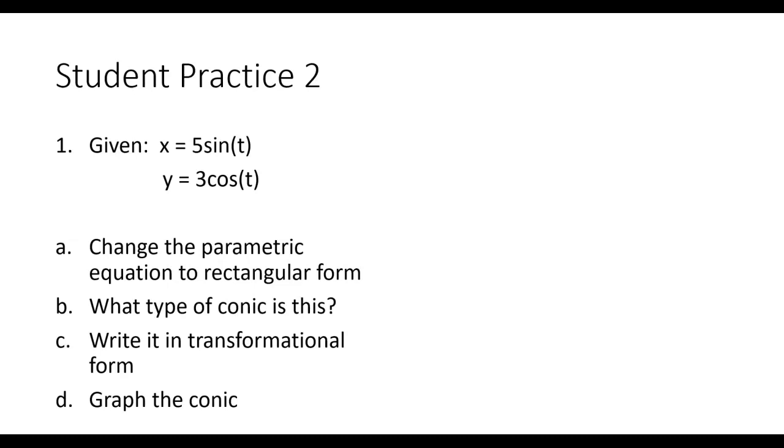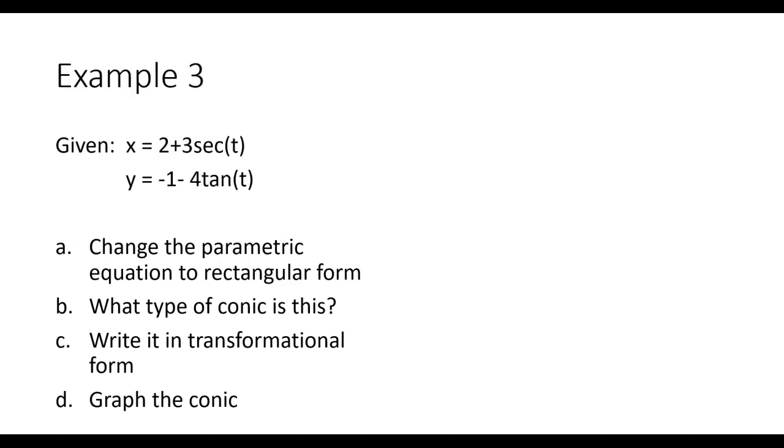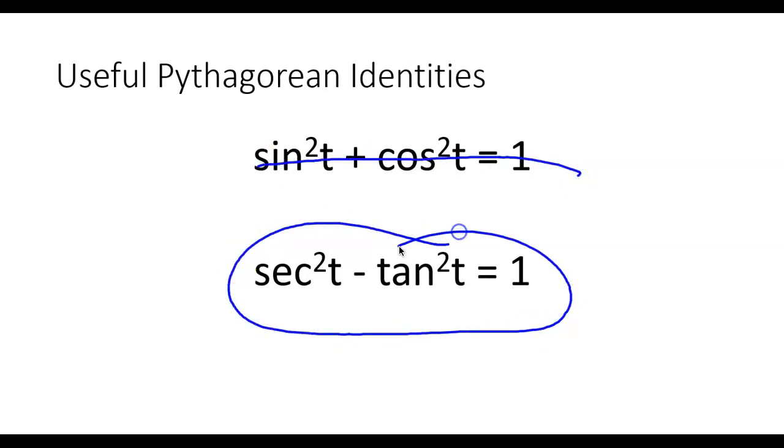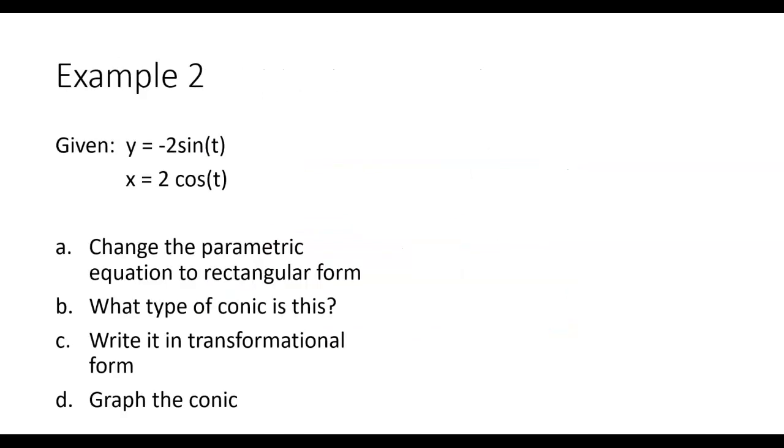Let's do one more type of problem before we call it a day. This one has secant and tangent in it, for example 3. Instead of using this one up here, we're going to use this one this time because it has secant and tangent in it. But a lot of the steps are the same. So the first part says change the parametric equation into rectangular form.